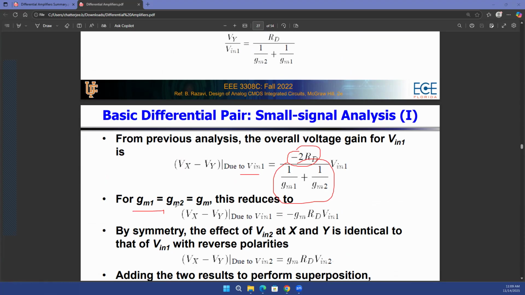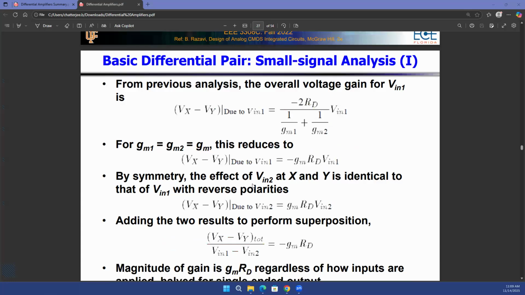Now, if your Gm1 is equal to Gm2 equal to Gm, then that will reduce to Vx minus Vy due to V in 1 equal to minus Gm times Rd times V in 1. Because you have 2 times Gm in the denominator, and in the numerator you have 2 times Rd. So the 2 gets cancelled out, and you have minus Gm Rd times V in 1.